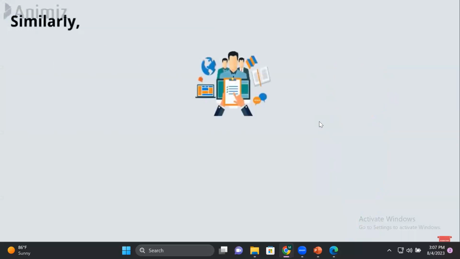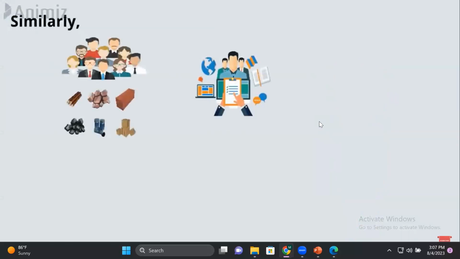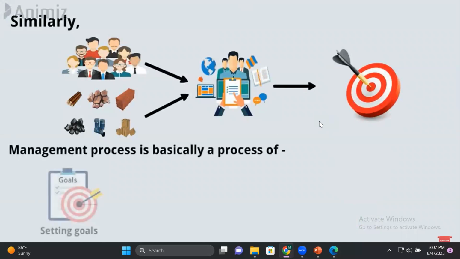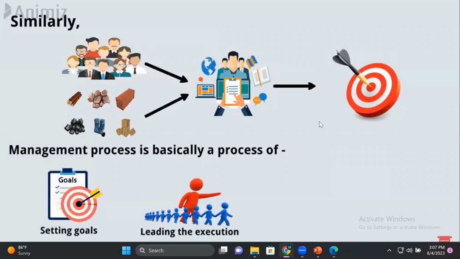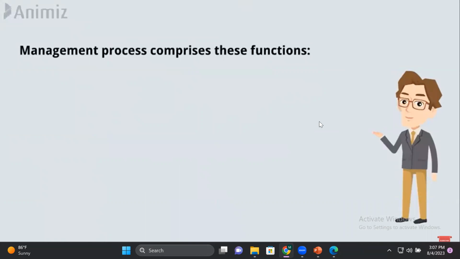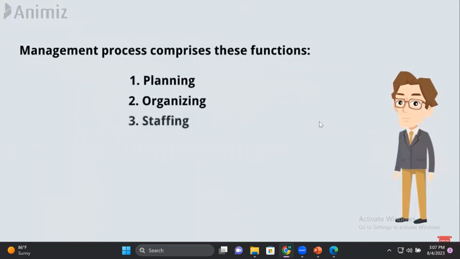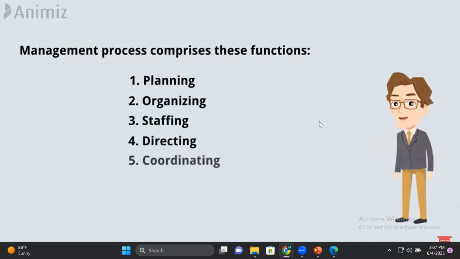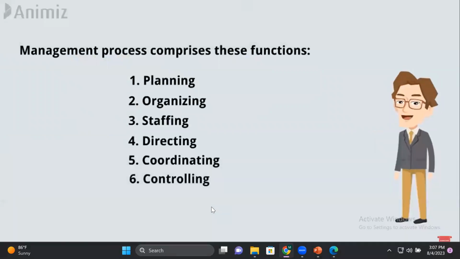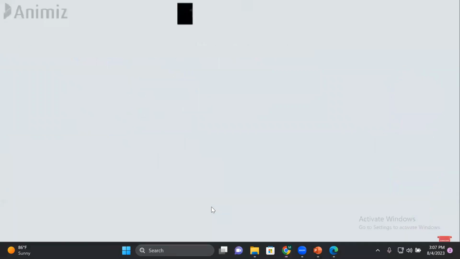Similarly, management is a process where human resources and material resources are brought together to fulfill the objectives of an organization. Management process is basically a process of setting goals and leading the execution of any type of activities, such as a project or a process. Management process comprises these functions: planning, organizing, staffing, directing, coordinating, and controlling. Let's discuss each function separately. First one is planning.